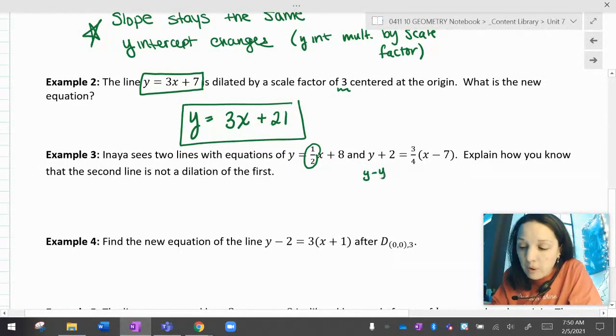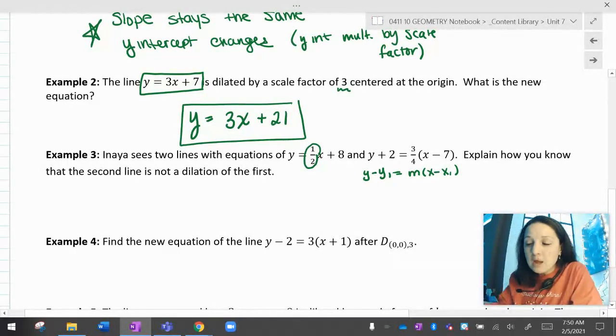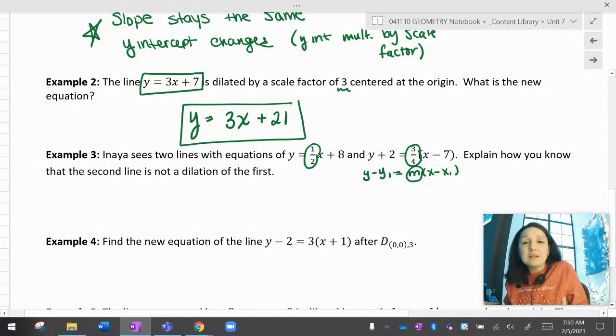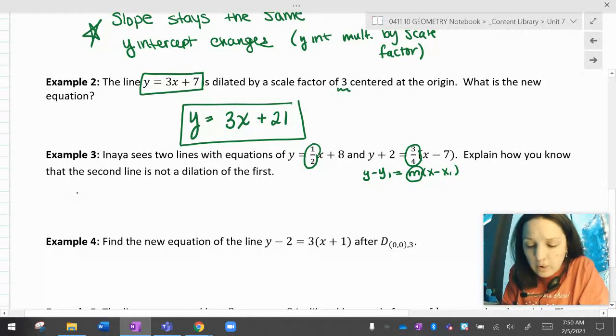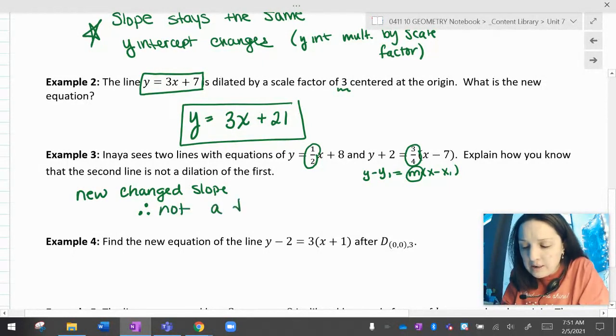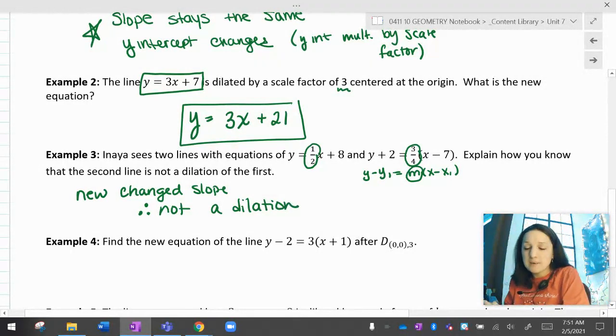To remind you, that's y minus y1 equals m times (x minus x1). So my slope is right here. 1/2 and 3/4 are not the same. So this can't be a dilation because the slope changed. Okay? So new changed slope. Therefore, it is not a dilation because the dilation slopes should stay the same.